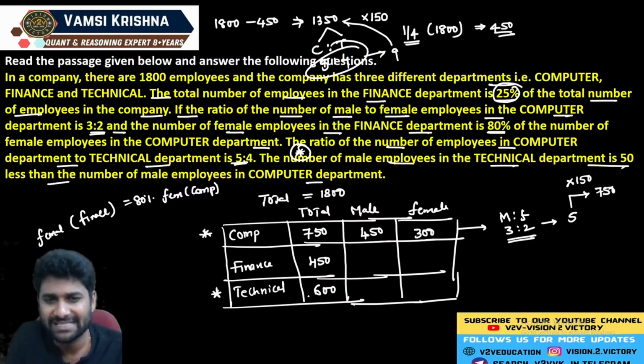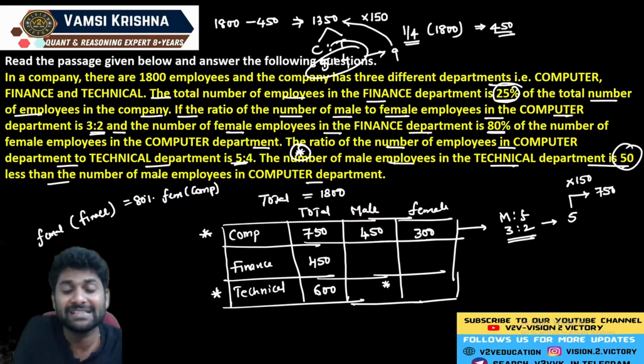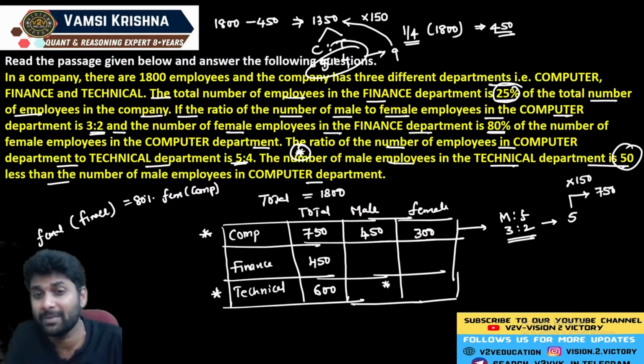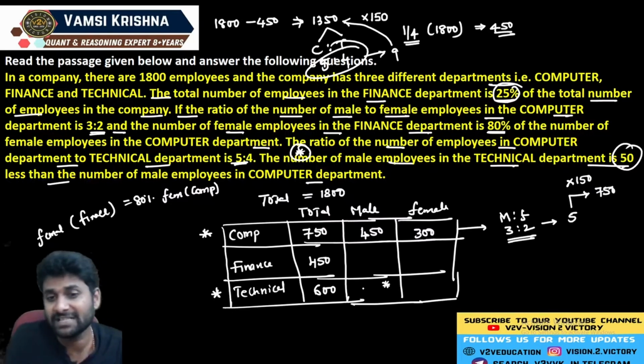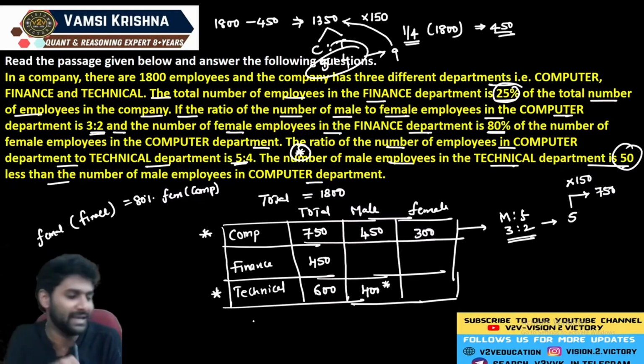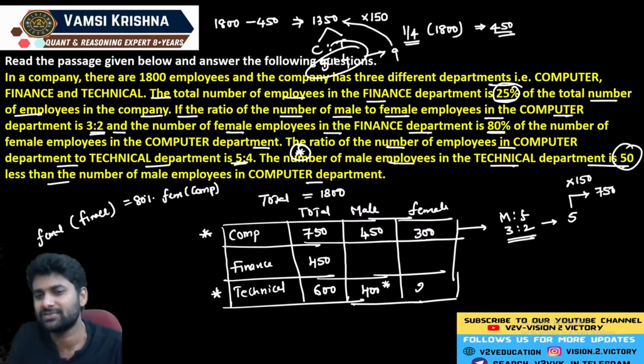Number of male employees in technical. Number of male employees in technical is 50 less than the number of male in computer. How many male in computer? It's 450. 450 means definitely it's 50 less. So you will get 400 people from technical, which are male. What about female? The sum of the two values is 600, right? So definitely female is 200. You will get this data.